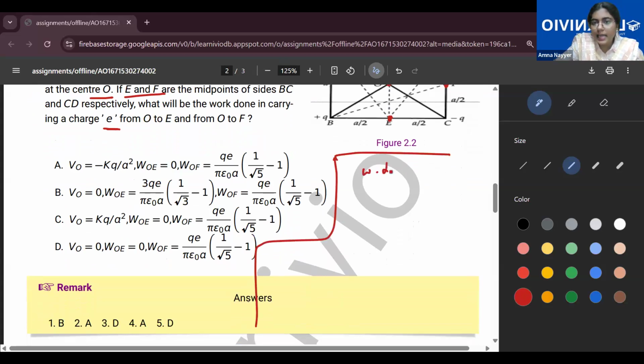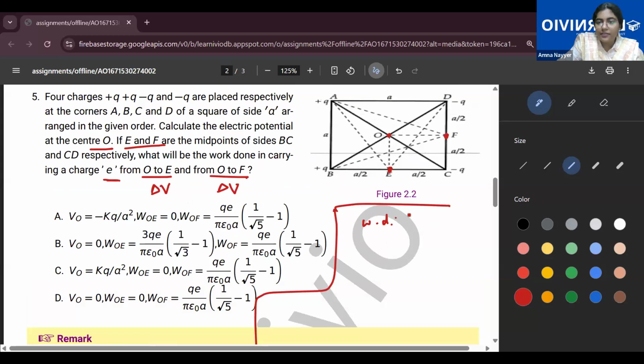Whenever work done is calculated between 2 points, it asks what will be the work done in carrying a charge from this point. See, now it says O to E. This is potential difference. O to F. This is potential difference. So you take the charge E, calculate the potential at O, calculate the potential at E, and subtract them, greater minus lesser, and then multiply it with this E. So greater minus lesser, this is how you have to calculate that.